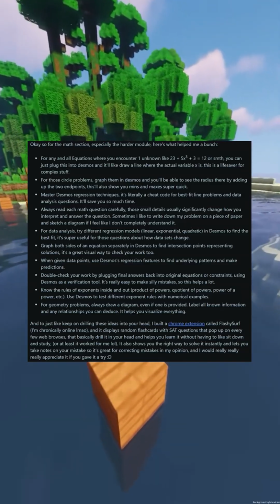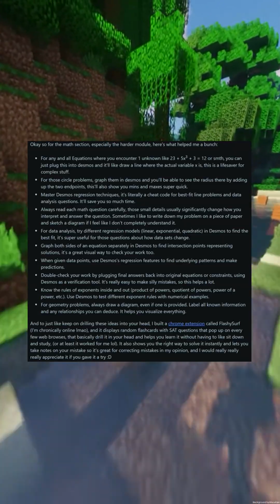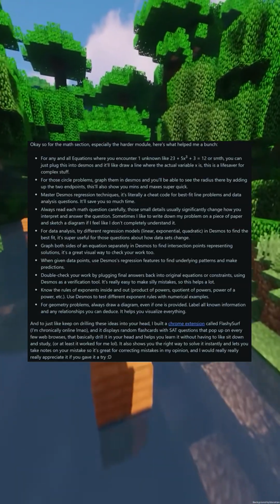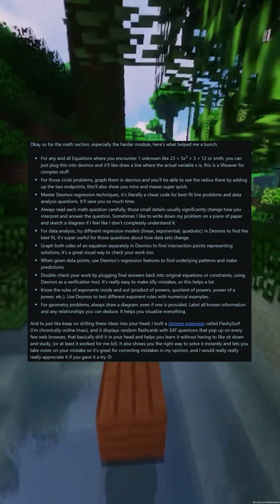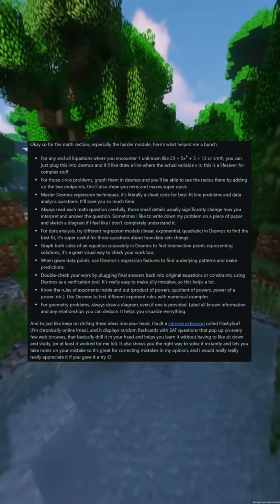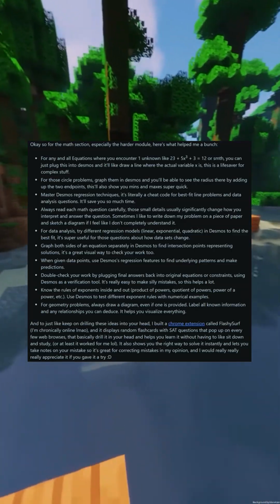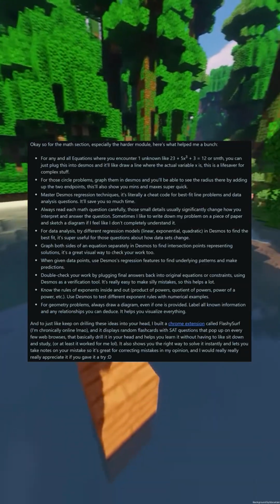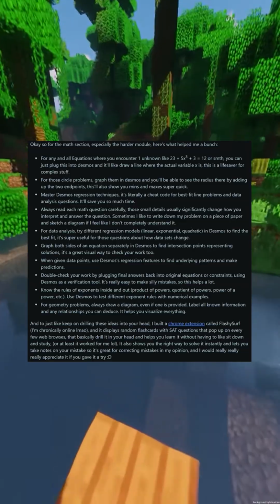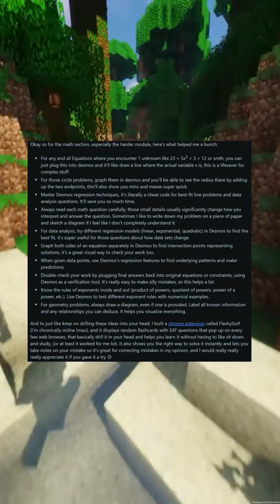Always read each math question carefully, those small details usually significantly change how you interpret and answer the question. Sometimes I like to write down my problem on a piece of paper and sketch a diagram if I feel like I don't completely understand it. For data analysis, try different regression models: linear, exponential, quadratic in Desmos to find the best fit. It's super useful for those questions about how data sets change. Graph both sides of an equation separately in Desmos to find intersection points representing solutions. It's a great visual way to check your work too.